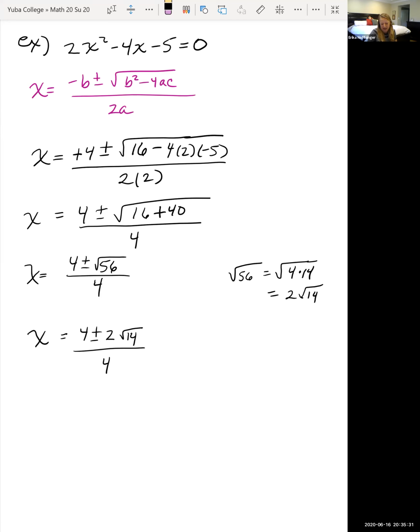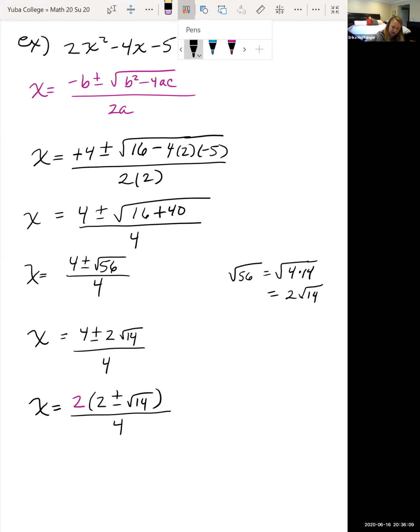I'm not quite done because I have a greatest common factor between those two terms in my numerator that is divisible into my denominator. So I have a common factor. I have a 4 plus 2 root 14. They both have a 2 in common for both of those terms. We can pull out a 2, and I'd be left with 2 plus or minus root 14 all over 4.